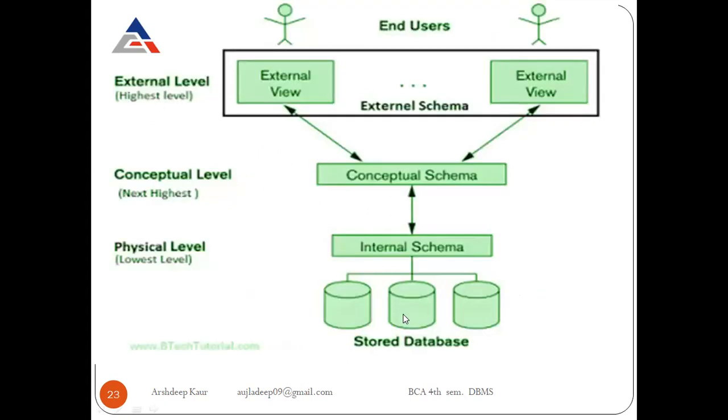Now see, we have a stored database. Then we have an internal schema. Internal schema means this represents the physical level. That is the lowest level. Then there is a bidirectional communication between the conceptual schema. That is one level higher than the physical level. Then we have an external schema that is very close to the external user, or very close to the end user. Now we are discussing data independence.